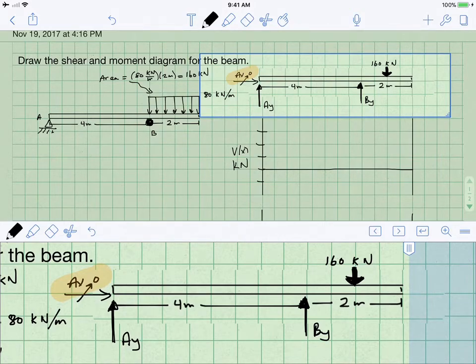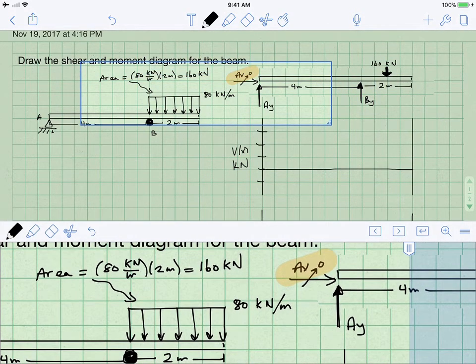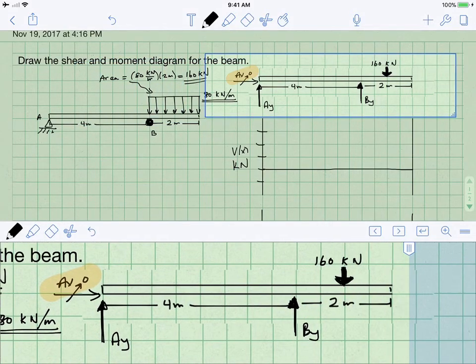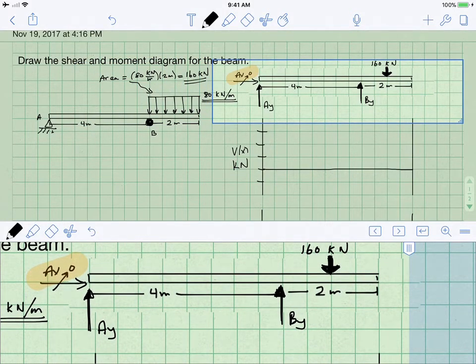So we have this load of 80 kilonewtons per meter. It's a 2 meter long segment, and so the area is 160 kilonewtons, and we can position that at a position of 5, which is 4 meters plus half of 2 out along the beam. So that 160 kilonewton is out there at 5 meters from the end of the beam.